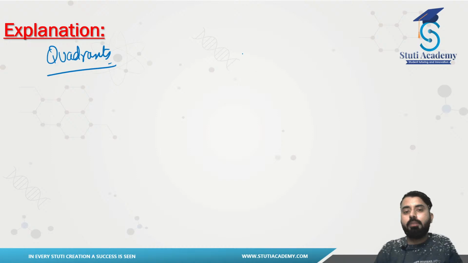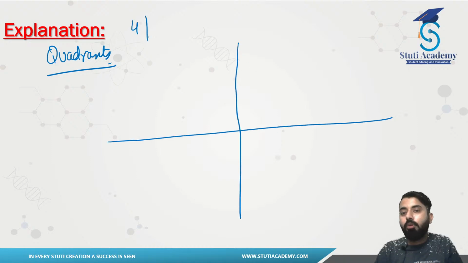So see, quadrants are what? Quadrants mean 4 parts. Quad means 4 and rants means part. While we intersect two lines horizontally and vertically, we have 4 parts right here. See, this is our first quadrant, this is our second, this is our third, and this is our fourth. Counterclockwise: first, second, third, and fourth.